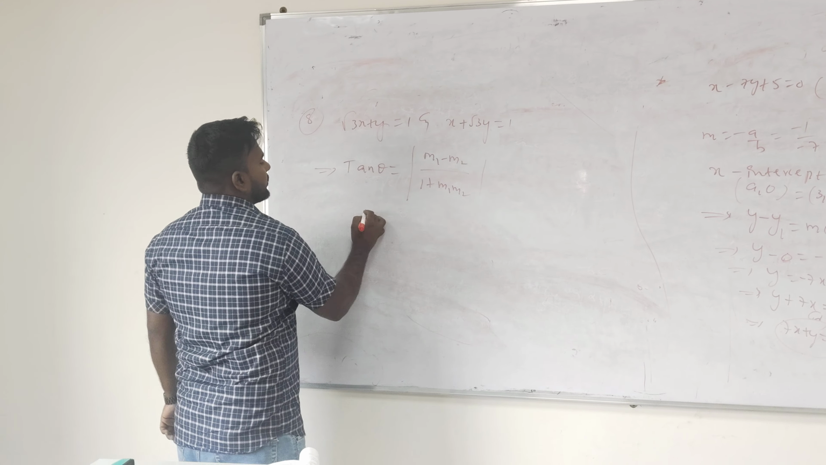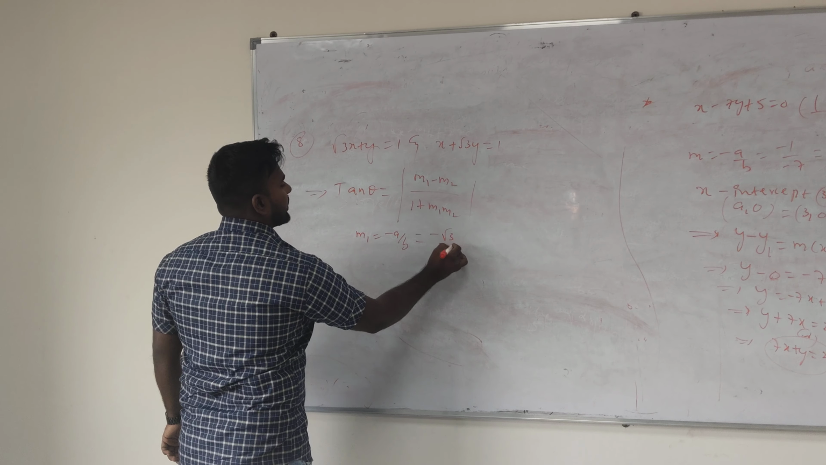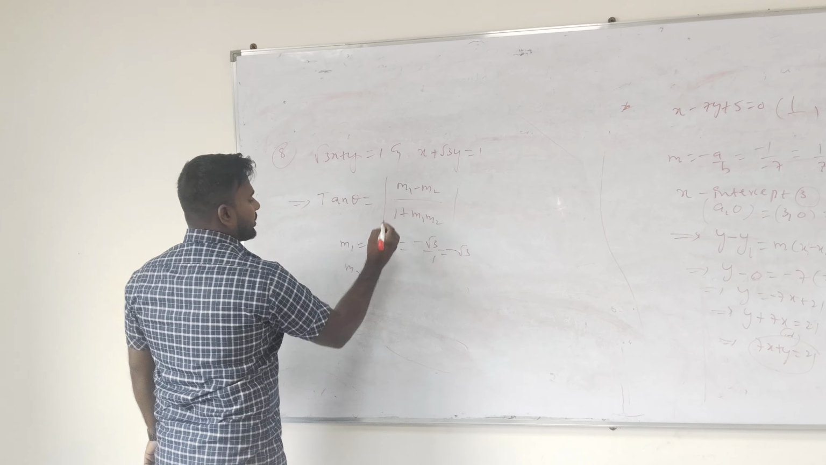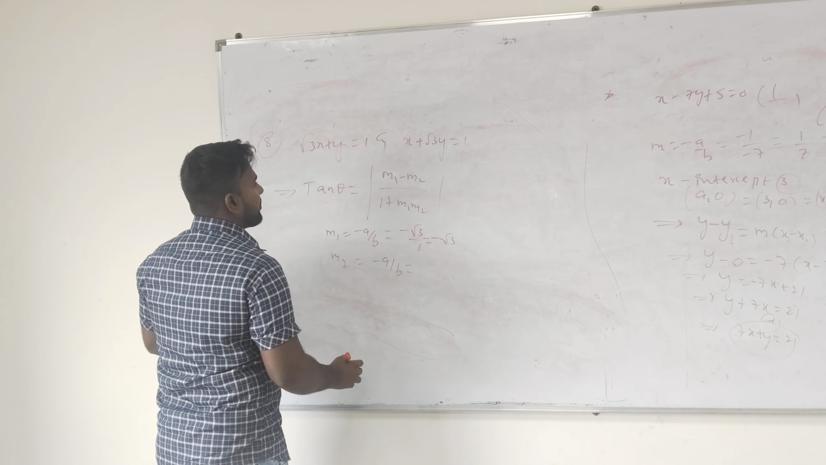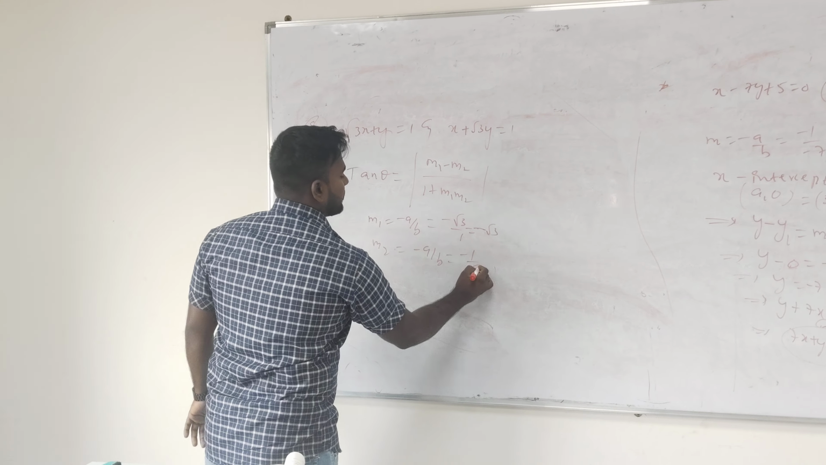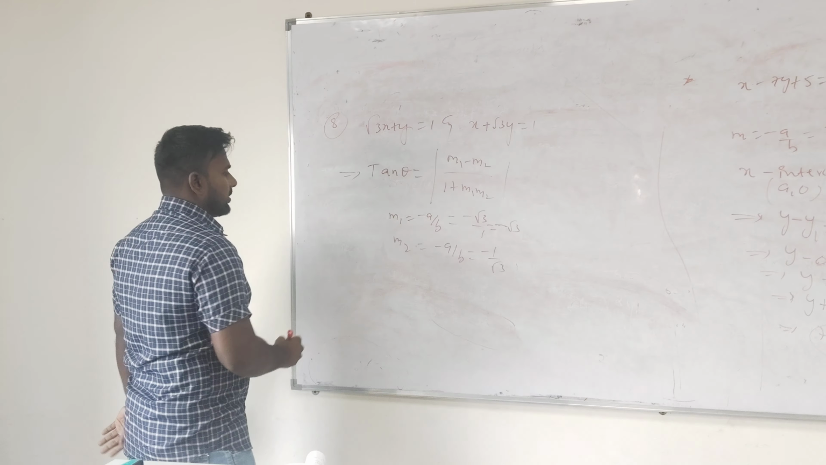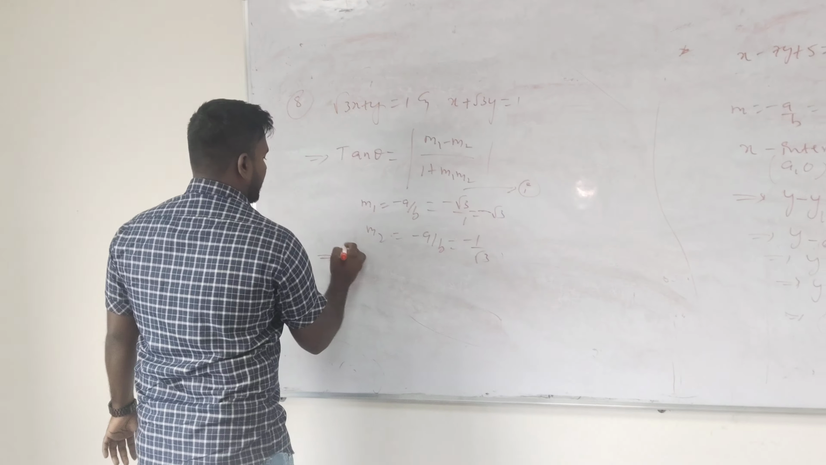So let me take m1 is equal to minus a by b, that is equal to minus root 3 by 1, that is equal to minus root 3, and m2 is equal to minus a by b, that is equal to minus 1 by root 3. So we got m1 and m2. Just substitute these values in this one. Take this as equation number 1.